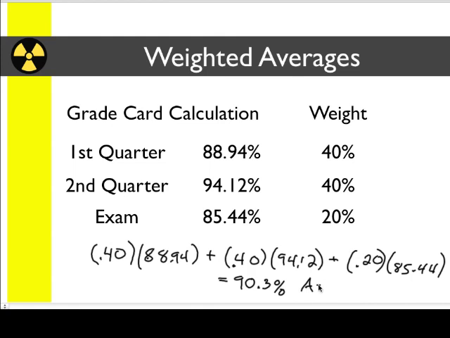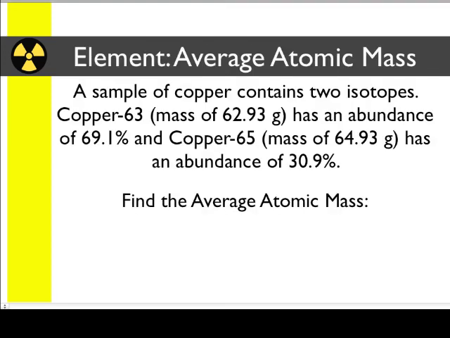To summarize the weighted average, we're taking the decimal of the percentage, not the actual percentage, so the 0.4, 0.4, and the 0.2, and then multiplying that by whatever the grade was. With the isotopes, we're actually going to multiply the decimal of the percent by the mass number. Let's take a look at that.